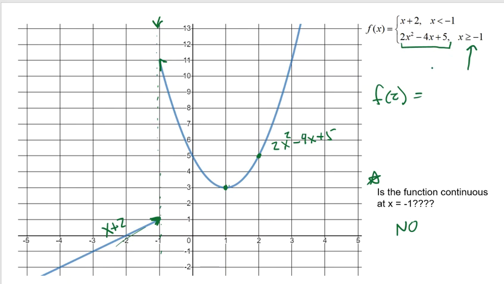So at -1, if I plug -1 in, I do plug it into the bottom piece, and I do get 11. So there is a dot. There is a solid dot here. So there is a point there. So -1 is in the domain because I'm allowed to plug -1 in, but I'm not continuous with -1 because the two sides aren't matching up.